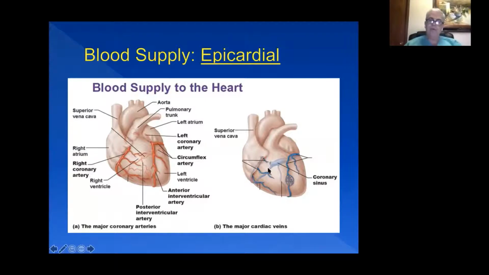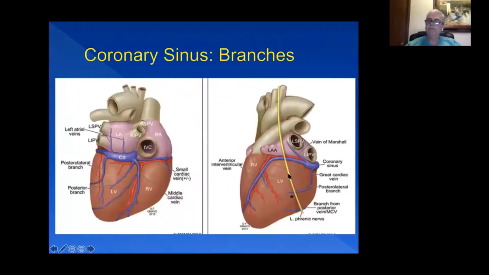One point I need to highlight, and that is the blood supply of the myocardium is epicardial. It's an epicardial structure. And I'm going to focus on the coronary sinus for the EP world. We need to understand every detail we can about the coronary sinus, because we put catheters inside the coronary sinus, we put pacing leads inside the coronary sinus, we ablate within the coronary sinus. So let's highlight the coronary sinus a little bit more.